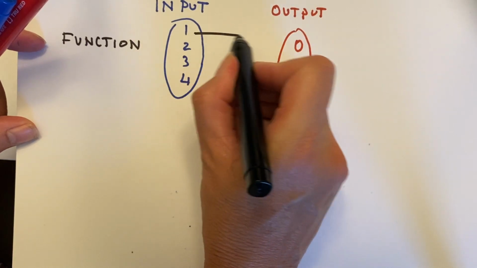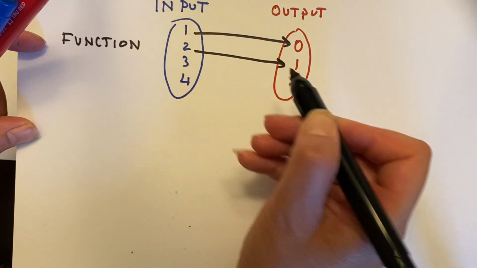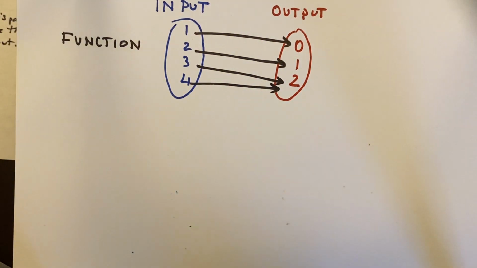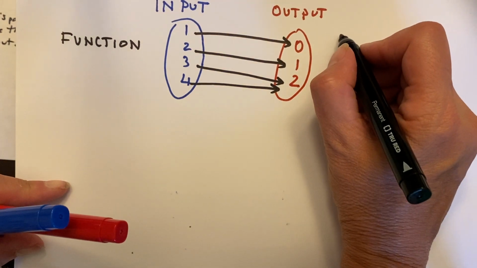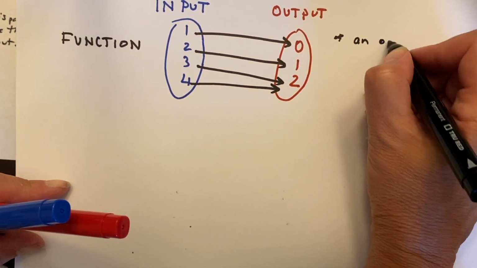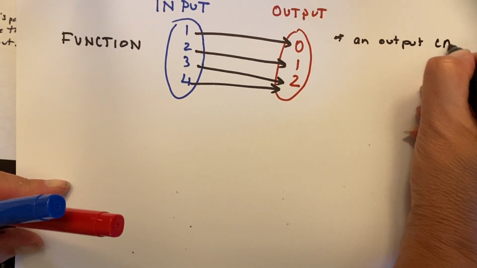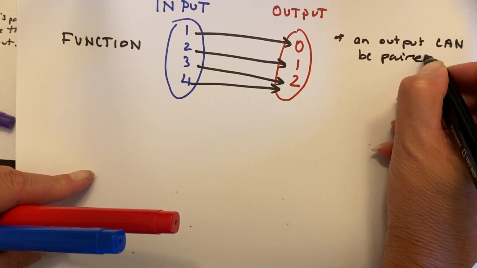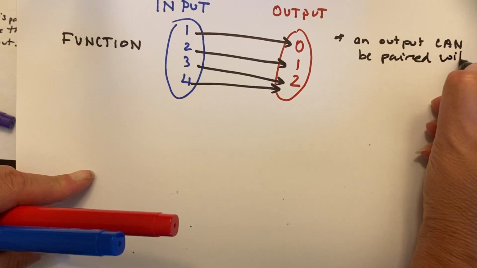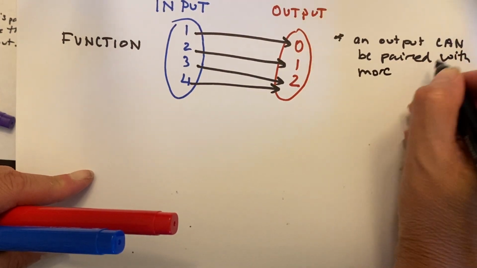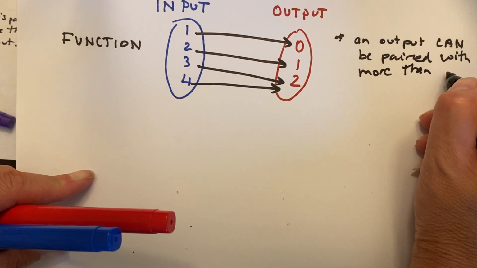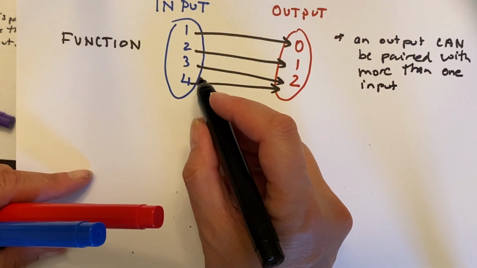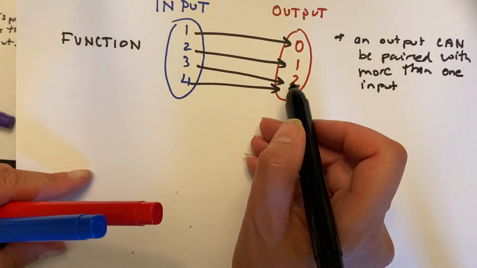But if I put an input of 1, I get 0. If I put an input of 2, I get 1. If I put an input of 3 or an input of 4, I can get 2. What this says is, in a function, an output can be paired with more than one input, right? In other words, 3 can lead to 2 and 4 can lead to 2.